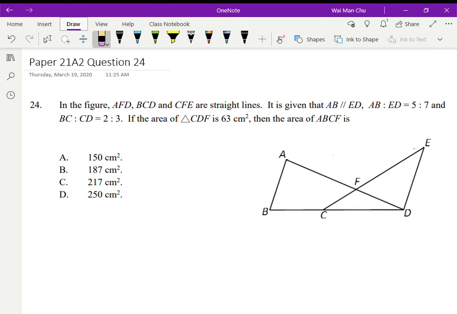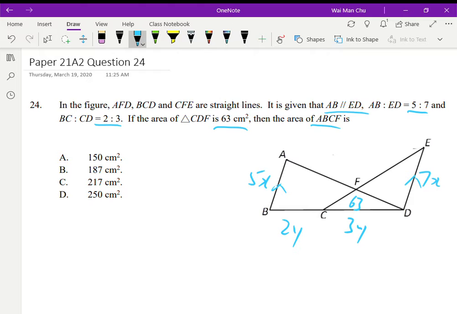Now, in this question, AB is parallel to ED. Moreover, the ratio of the length is 5 to 7, so I can let them be 5x and 7x. And the ratio of BC to CD is 2 to 3. Let them be 2y and 3y respectively. The area of this triangle has been given as 63 cm square. You are required to find the area of ABCF.